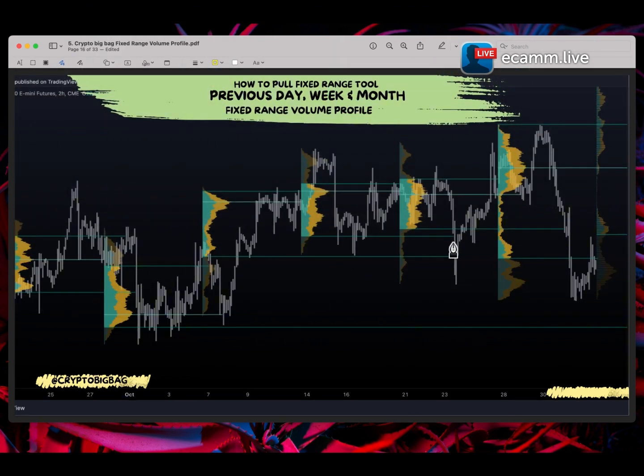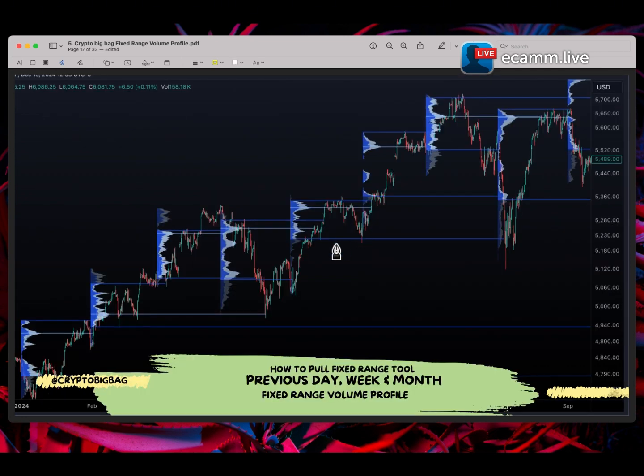Same goes for the weekly. You can see how these levels act as support and resistance. You can see support here from the previous week. A new week starts here. Price was just consolidating, went up, went down. Same goes for the monthly. You can see how the previous monthly was acting as support right here and all that.